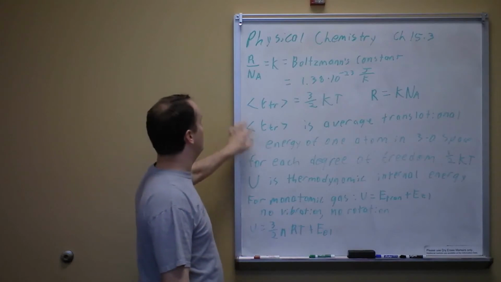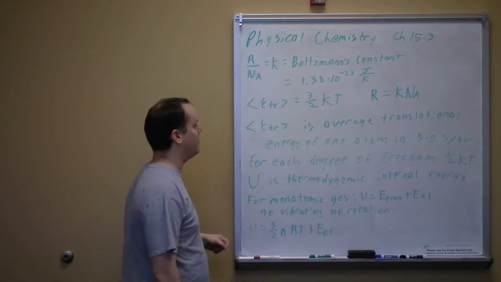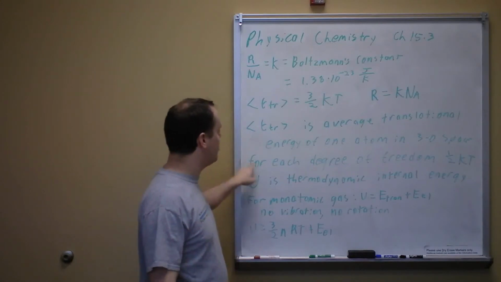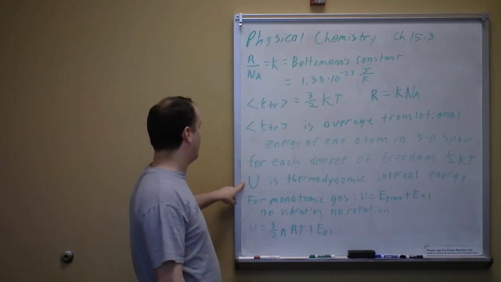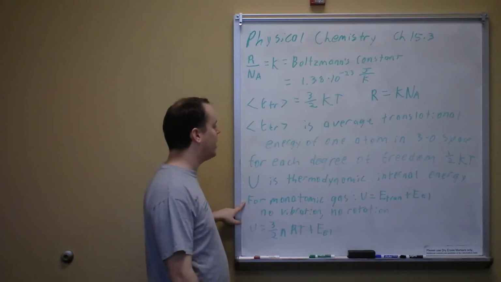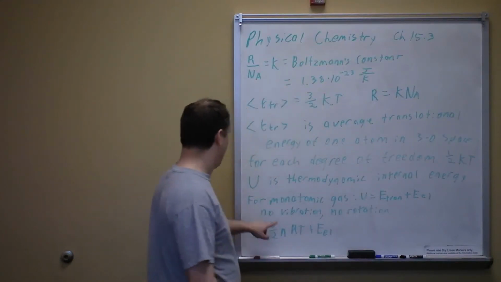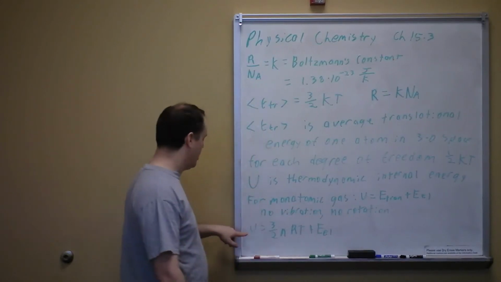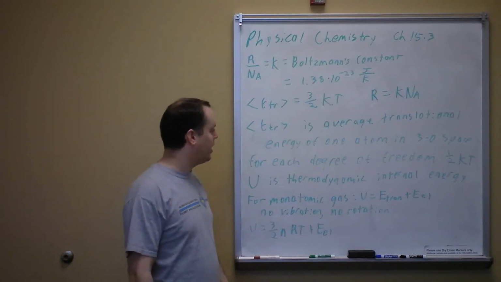Now the average energy of translation, remember, with this epsilon, is the average translational energy for just one atom in 3D space. Now remember, for 3D space you have 3 degrees of freedom, x, y, and z. For each degree of freedom, you have 1/2 kT, how you can store energy. Now remember, we use the symbol U for the thermodynamic internal energy. Now for a monatomic gas, U is just going to be equal to the translational energy plus the electronic energy. For a monatomic gas, there won't be any vibrational energy and there won't be any rotational energy. So for U, we just have 3/2 nRT plus the energy from electronic levels.